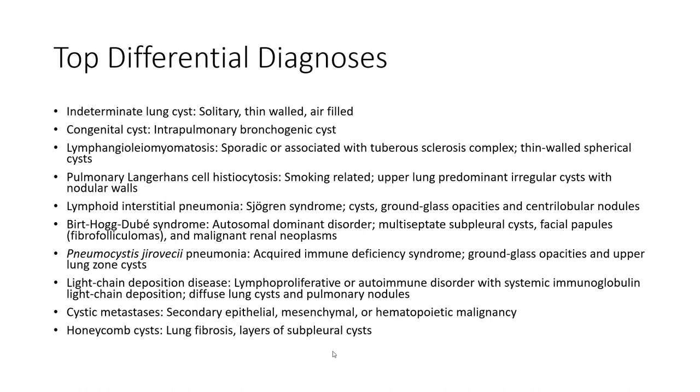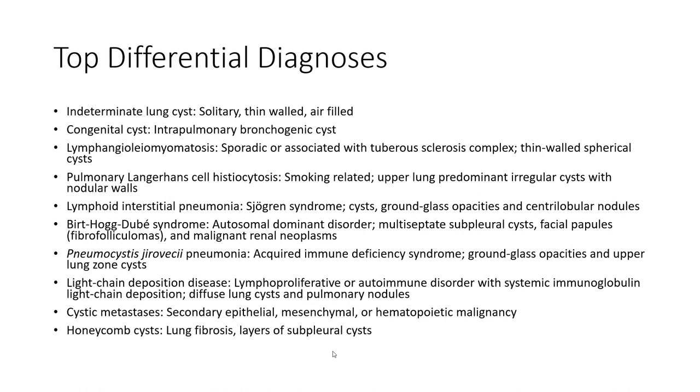Pulmonary Langerhans cell histiocytosis is usually related to smoking, with upper lung predominant cysts with a nodular wall. Lymphoid interstitial pneumonia is usually related to Sjögren syndrome, with cysts, ground glass opacity, and centrilobular nodules.